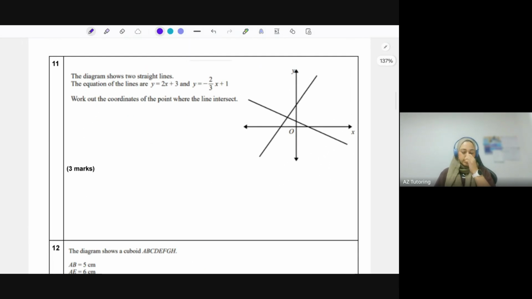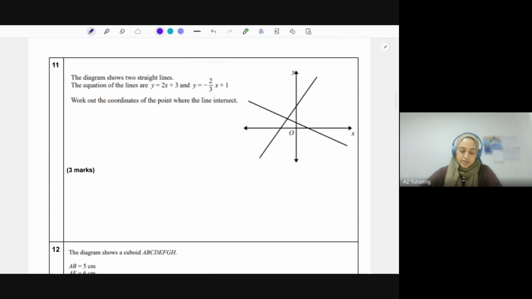Okay, we've got another simultaneous equation question here. It says the diagram shows two straight lines. They've given us the equations of both the straight lines, y equals mx plus c. It says work out the coordinates of the points where the lines intersect. So they've not told you it's a simultaneous equations question and said solve, but they want you to recognize that.